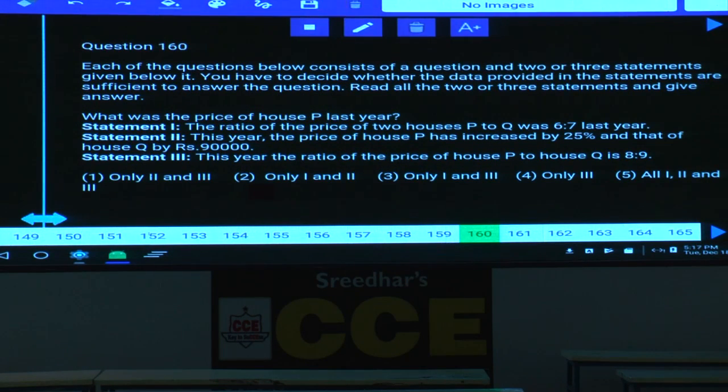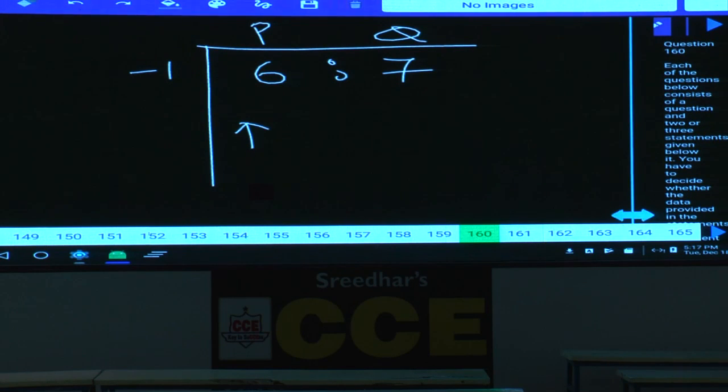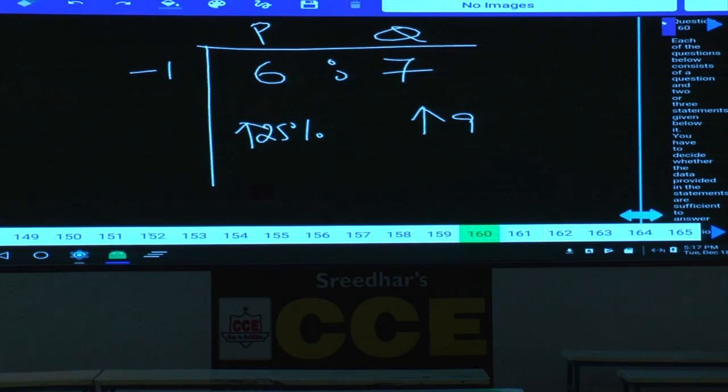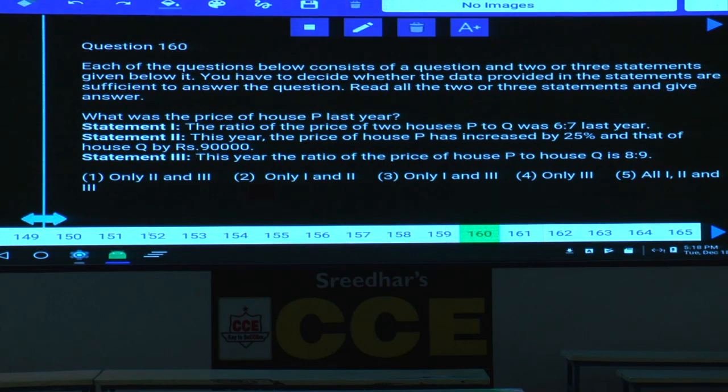Next. This year, the price of house P has increased by 25% and that of Q by 90,000. So P value increases by 25% and Q value increased by 90,000 from previous year. Correct? Is 2 alone sufficient to get the answer? No. Next. This year the ratio of the prices of P to Q is 8:9. Now, is 3 alone sufficient?